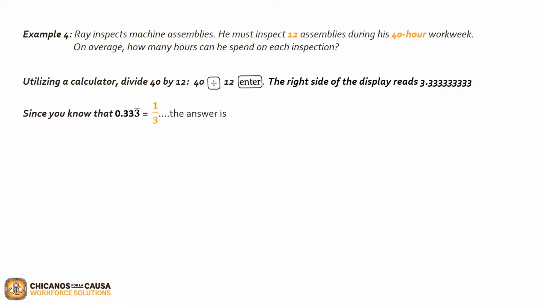Because we know that 0.33 with a bar on top has a fraction equivalent of 1/3, we therefore know that the answer is going to be 3 1/3. So 3 1/3 hours.